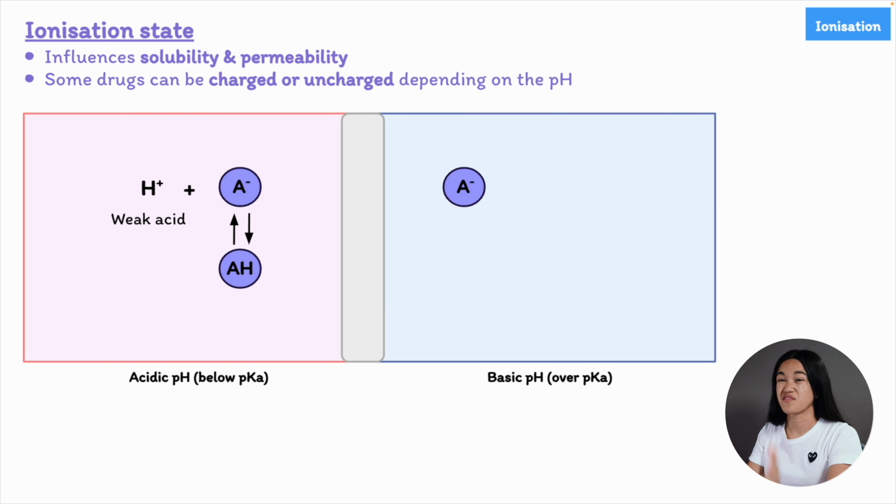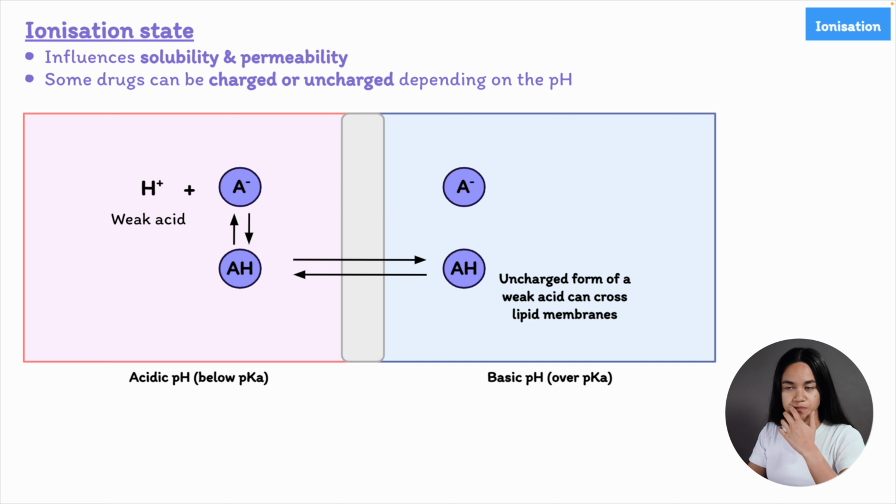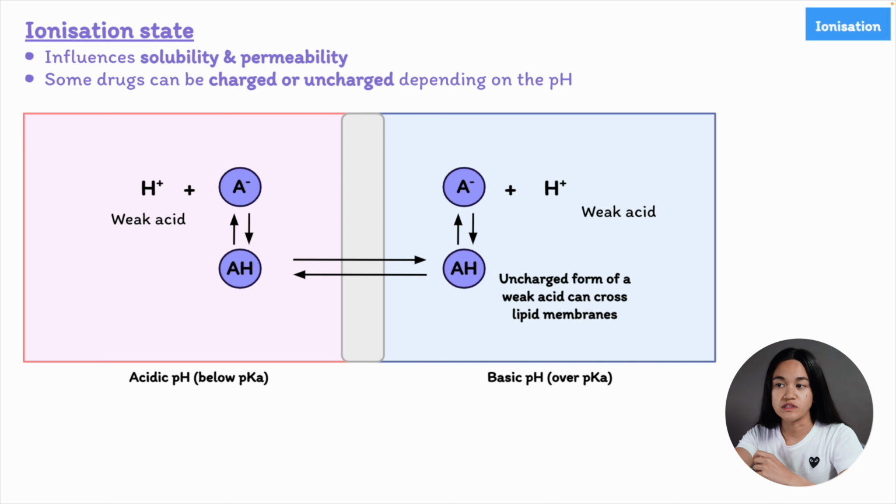AH is neutral, doesn't have a charge, so it will easily cross cell membranes. It will cross lipid membranes more easily. The majority of the drug in its uncharged form will cross the membrane into the compartment. What happens then? Once the AH form, this neutral form, is in the basic compartment, the pH favors the charged form, causing the drug to deprotonate into the A- form.